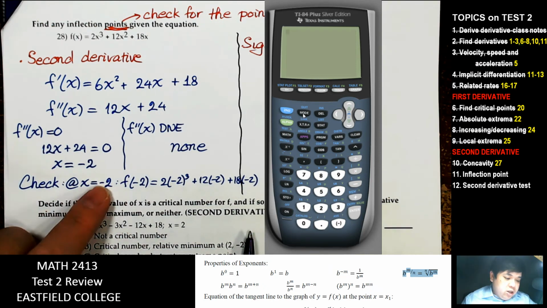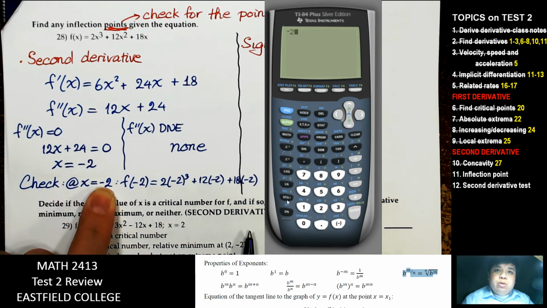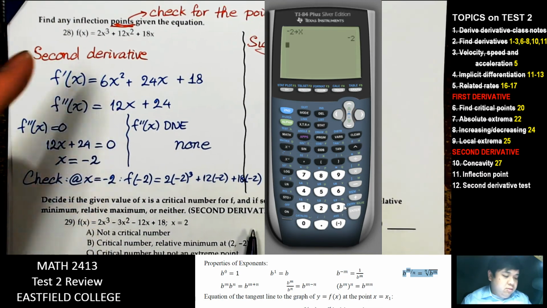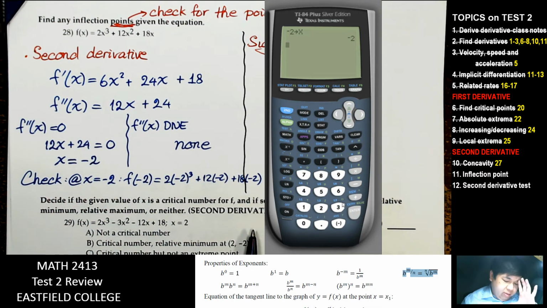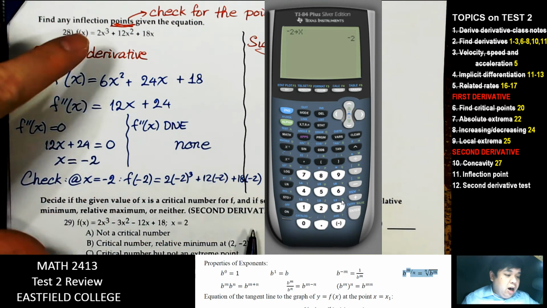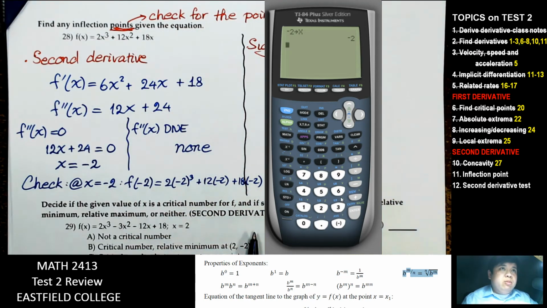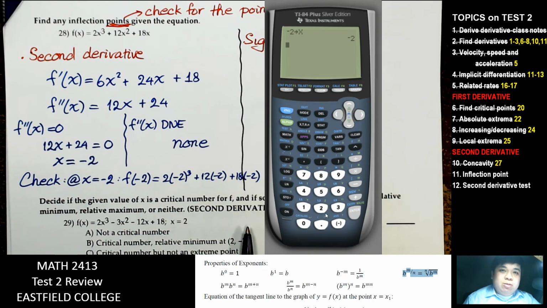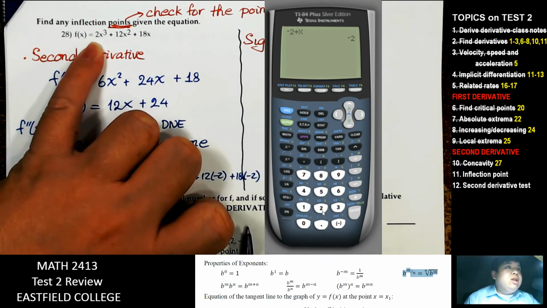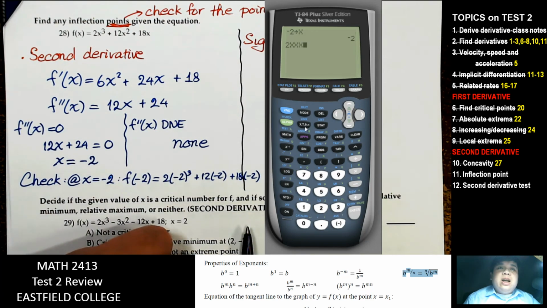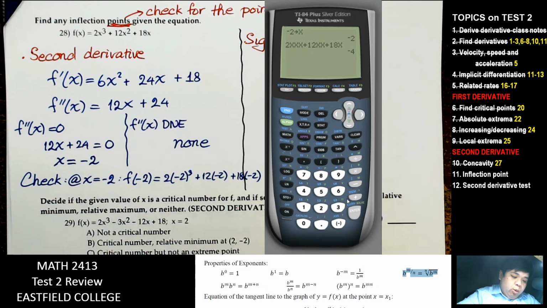I just store negative 2 into x, and then we just have the second derivative. Check for the points, meaning the y values, original function. Okay, original function, this one, 2x cubed plus 12x squared plus 18x, is negative 4.